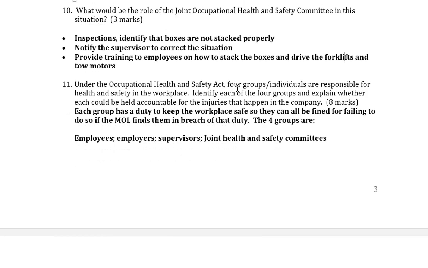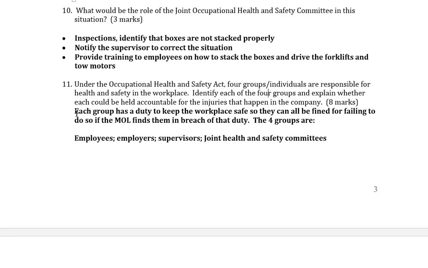Now, under the Health and Safety Act, it says here there are 4 groups of individuals that are responsible for health and safety in the workplace. What we wanted you to do is identify the 4 groups and explain whether each could be held accountable for injuries that happen in the workplace.